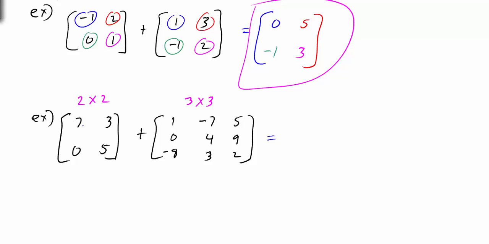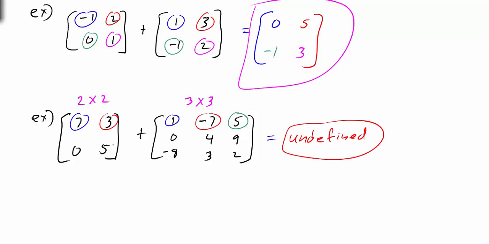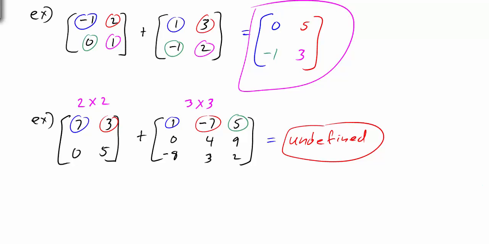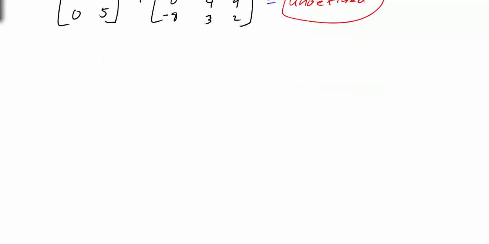For example, if we try to add these together, you would add 7 and 1, and then you would add 3 and negative 7, but then there would be nothing to add to the 5. So therefore, we cannot add these together. So this addition would be undefined. So in other words, it is not possible to add these two matrices because they do not match up. The order is not the same. And then the same thing is going to be true for subtraction, except you're simply going to subtract instead of add. So again, your order has to be the same.